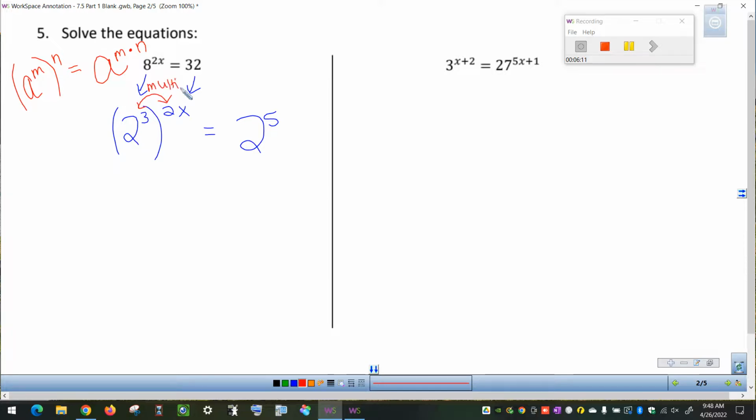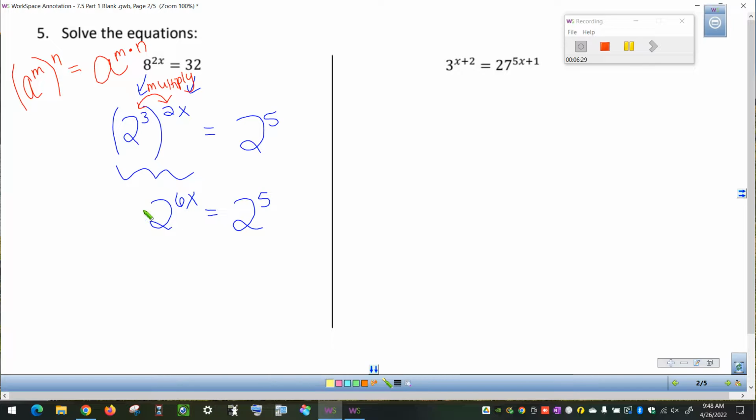I'm going to make a little note here that we need to multiply. And so 3 times 2x turns into 6x. Got 2 to the power of 6x. On the other side is equal to 2 to the power of 5.